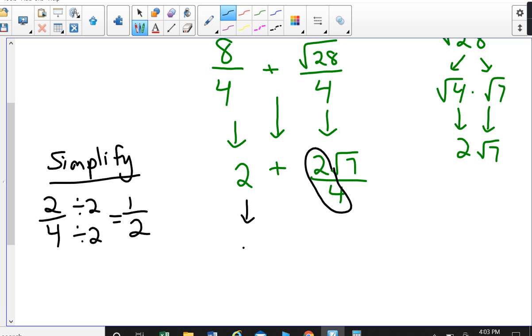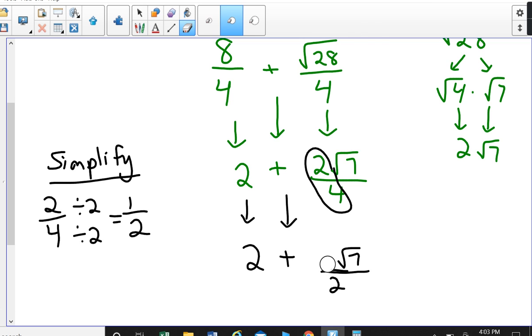So now let's see. Our whole number stays. That's 2. Our operation is still plus. But instead of 2/4 root 7, we're writing 1/2 times root 7. Okay? Now notice 1 times root 7 is just root 7 itself. So you could just leave it like that, 2 plus square root of 7 over 2.